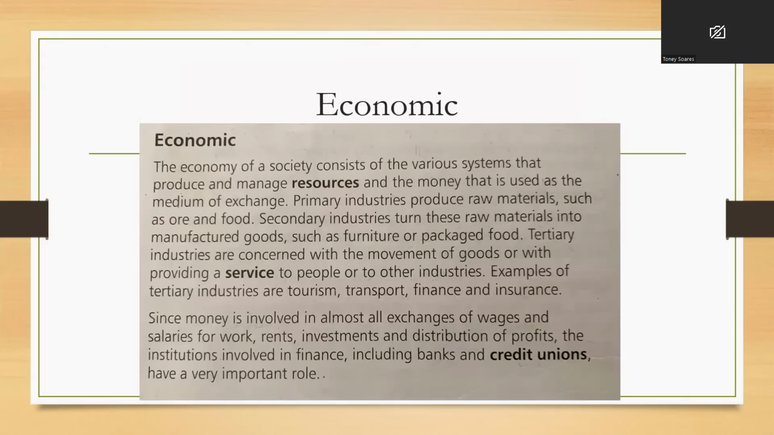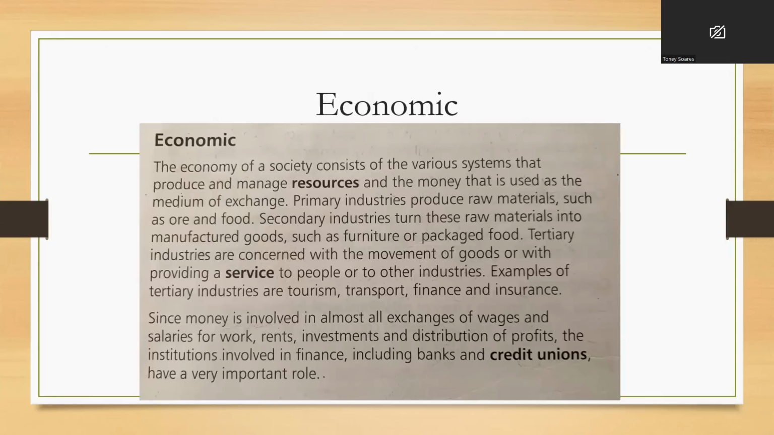Economic institutions now, these are also very important, right? Because they produce and manage resources and money that is used as a medium of exchange, right? So they focus on primary, secondary, and tertiary industries. Primary industries produce raw materials such as ore and food. Secondary industries turn these raw materials into manufactured goods, such as furniture or packaged food. Tertiary industries are concerned with the movement of goods or with providing a service to people or to other industries. Examples of tertiary industries are tourism, transport, finance, and insurance.